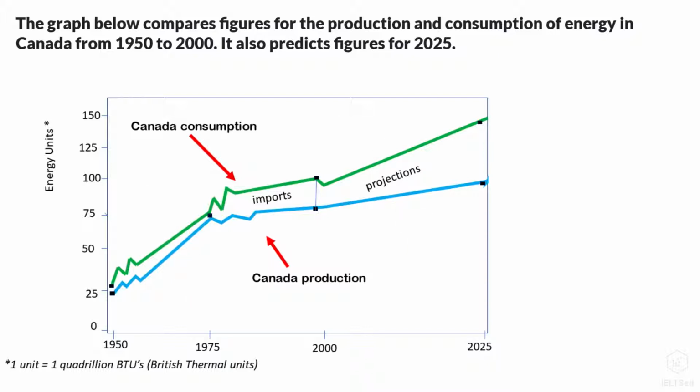Look at the y-axis, that is the vertical axis. This is in energy units or BTU. The x-axis or horizontal axis is in years: 1950, 1975, 2000, and 2025. There is also a legend down below. It says 1 unit equals 1 quadrillion BTUs. So now we have seen all the information about the question.